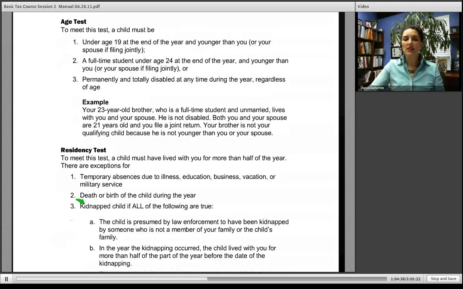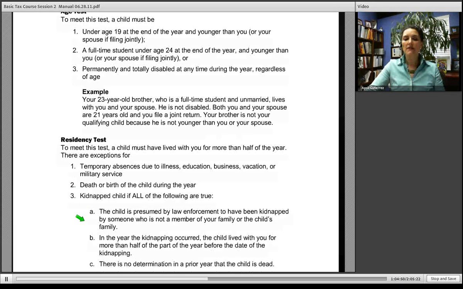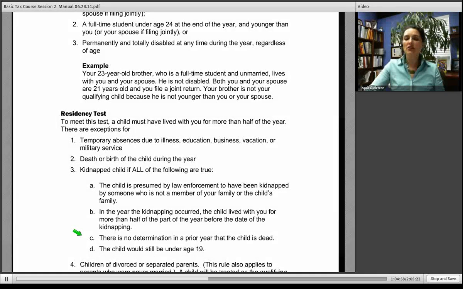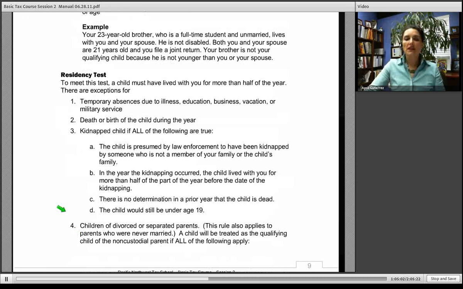That is, that the child is presumed by law enforcement officials to have been kidnapped by someone who is not a member of your family or the child's family. In the year the kidnapping occurred, the child lived with you for more than half of the part of the year before the date of the kidnapping. There is no determination in a prior year that the child is dead, and the child would still be under age 19. Number 4, children of divorced or separated parents.